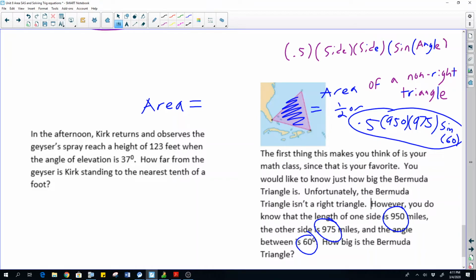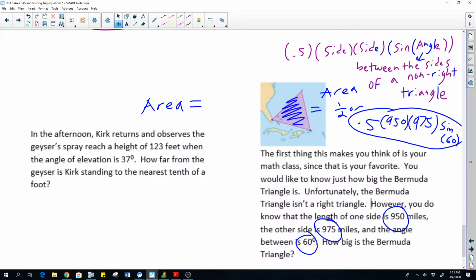But specifically, the angle has to be between the sides. Between the sides. Make sure it's side angle side, else you cannot get the area correct. You cannot do side side angle or angle angle side. It's got to be side angle side.